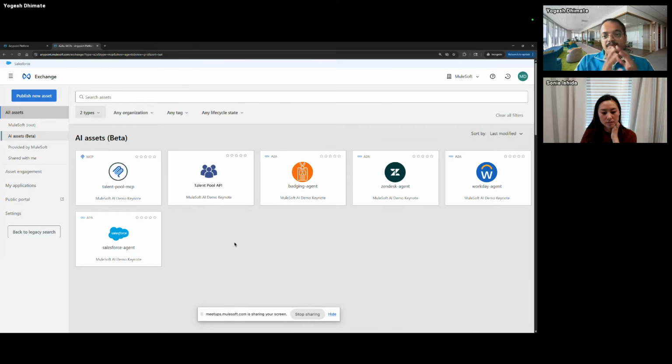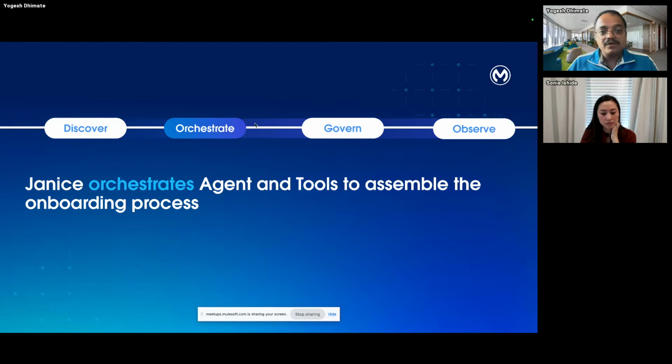So if you think from the life cycle perspective, the first step of discovery and building the necessary components, we have accomplished that, right? So now let's look at the orchestration steps, where Janice can orchestrate these agents as well as tools to assemble the complex onboarding business process. For that, Janice is going to use Anypoint Code Builder.